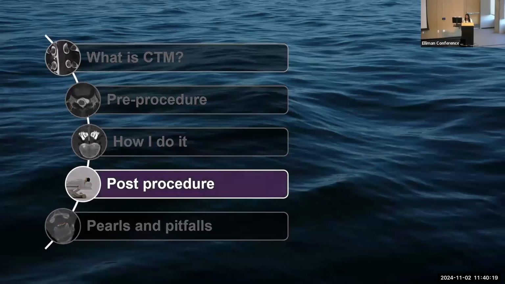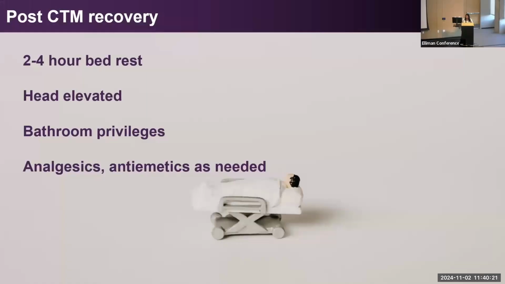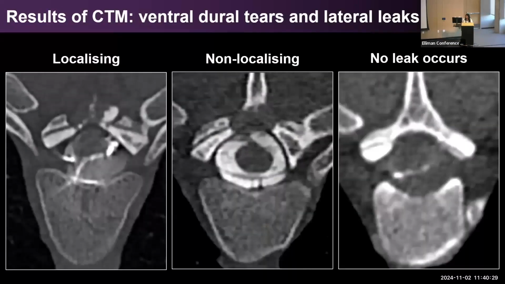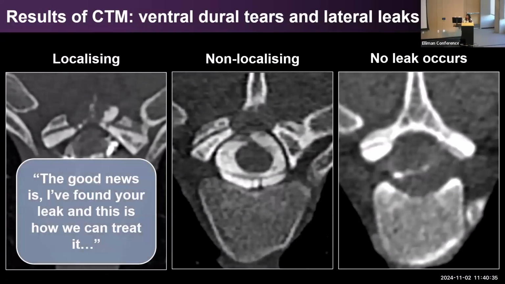So after the procedure, you're going to have a 2 to 4 hour bed rest with your head elevated. You can have some bathroom privileges, and then we give you analgesics and antiemetics as required. Now, how do I communicate what the results are? So if there's epidural fluid, we know there's a dural defect. And if I found the leak, I'll say the good news is I found your leak and this is how we can treat it.